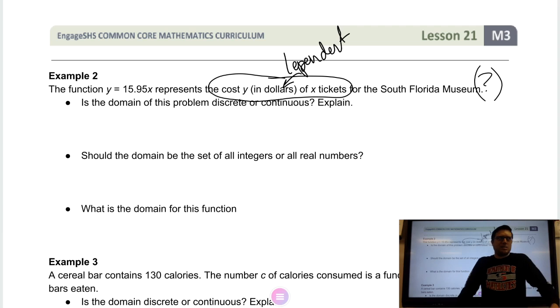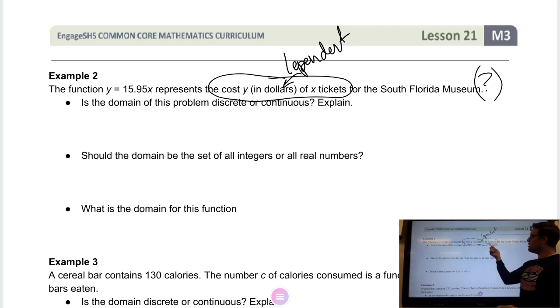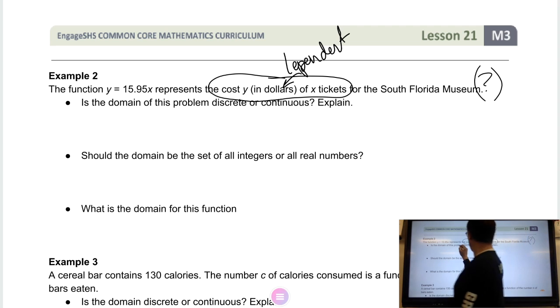And that kind of makes sense. If you don't buy any tickets, then the amount of money you spend depends on you not buying a ticket. You buy 1 million tickets, and first of all, you're a benefactor. And then that also means that you're going to spend a lot of money because the amount of money depends on the number of tickets you buy. So the domain is related to tickets, and tickets are, you can't buy a fraction of one. It's discrete.